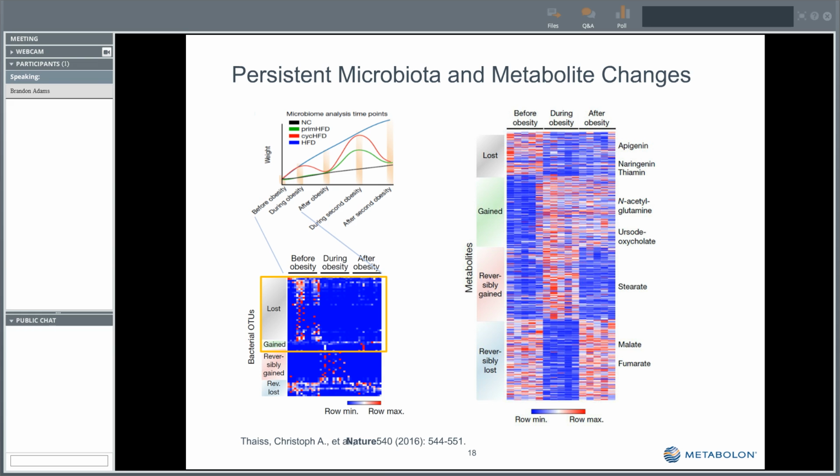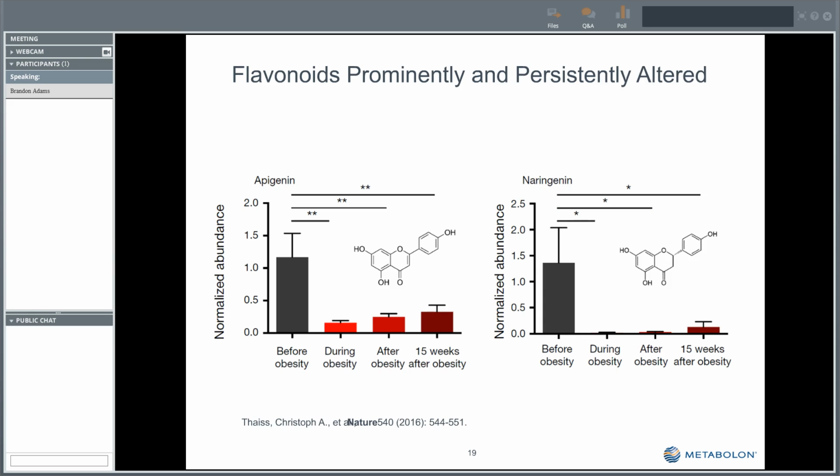And the same thing can be said about the metabolomic profile: obesity caused a dramatic change in those metabolites. Some metabolites were lost, some metabolites were increased. While many of those metabolites can be reversed back to the pre-obesity state after dieting, many of those metabolite changes persist even after the weight has returned to normal. Among those metabolites that are persistently altered are the flavonoids apigenin and naringenin, and their levels were reduced during obesity and continued to be suppressed up to 15 weeks after obesity.